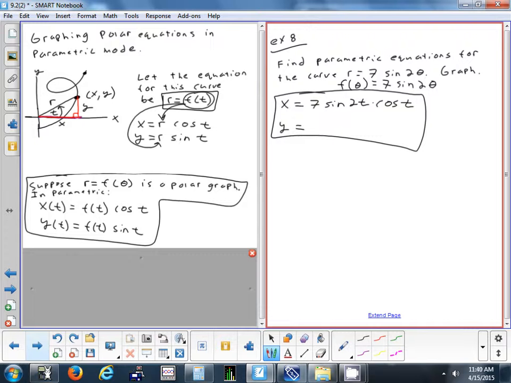Okay, Jill, what's the first thing I'm going to put for y? 7 sine 2t. Yep, you put 7 sine 2t again. Okay, that's your radius. But now all we want is the up and down. We want the vertical component. So we're going to multiply that by what? By sine t.